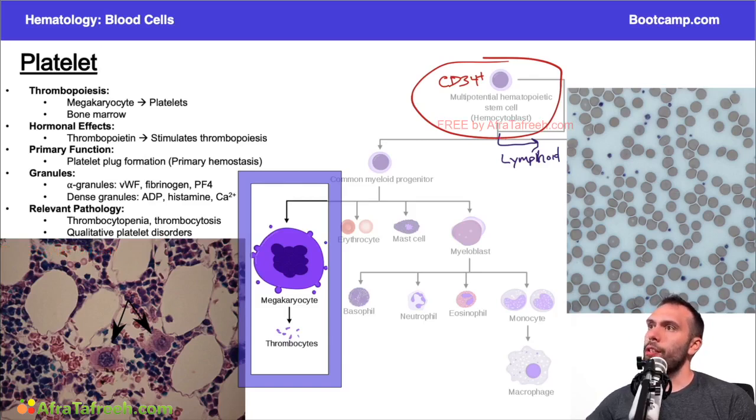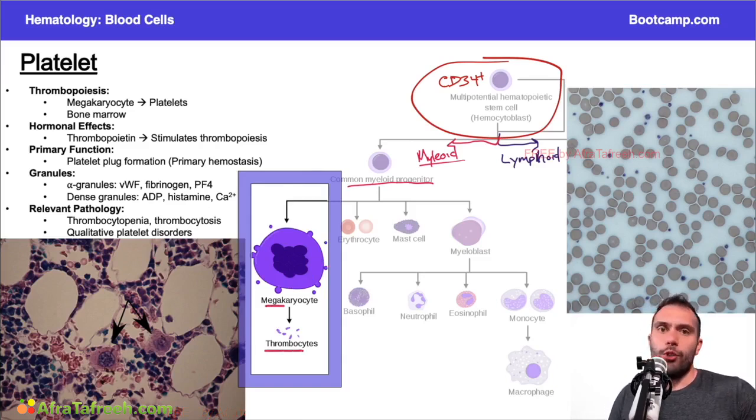Okay, so we have the lymphoid lineage, which has a lot to do with the B cells, the T cells, the natural killer cells that we talked about in the last video. But then we also have our myeloid lineage. We're primarily going to be going down this myeloid pathway, and that starts with this common myeloid progenitor cell, which gives rise to all the cells that we're talking about in this video. We're going to start here with the megakaryocyte and eventually the thrombocyte. And thrombocyte is really just another name for platelets.